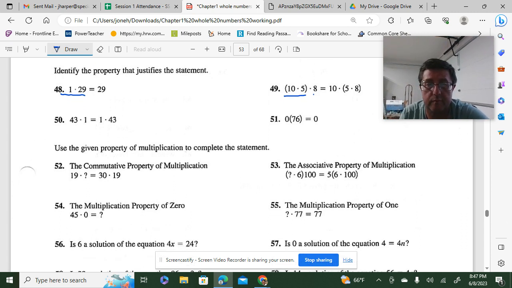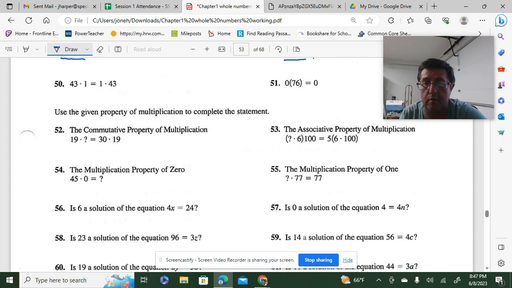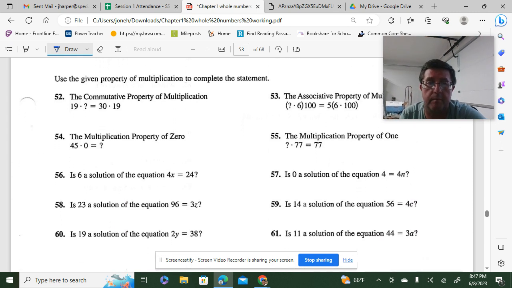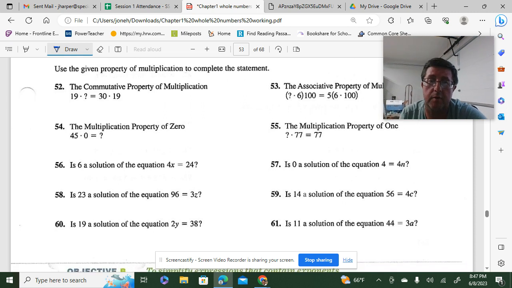Okay, this is 43 times 1 equals 1 times 43. That is the commutative property of multiplication. Those are important. It's more important that you know how to use the property. And I can't say I've ever really been asked for the name other than in a math class, but it's still cool.